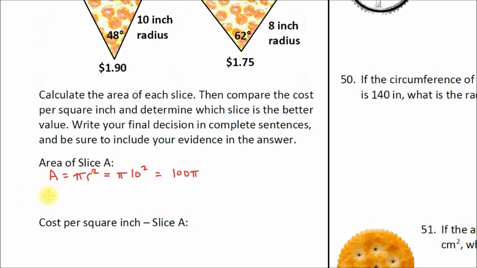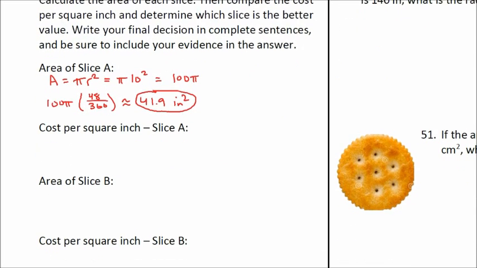And then we're going to take 100 pi and multiply it times the fraction. Well, we know that the central angle of slice A is 48 degrees. That's 48 out of a total pizza of 360 degrees. Put that in your calculator and you will get approximately 41.9 inches squared. So that's how many square inches we have for slice A. Let's go ahead and figure out the area of slice B.